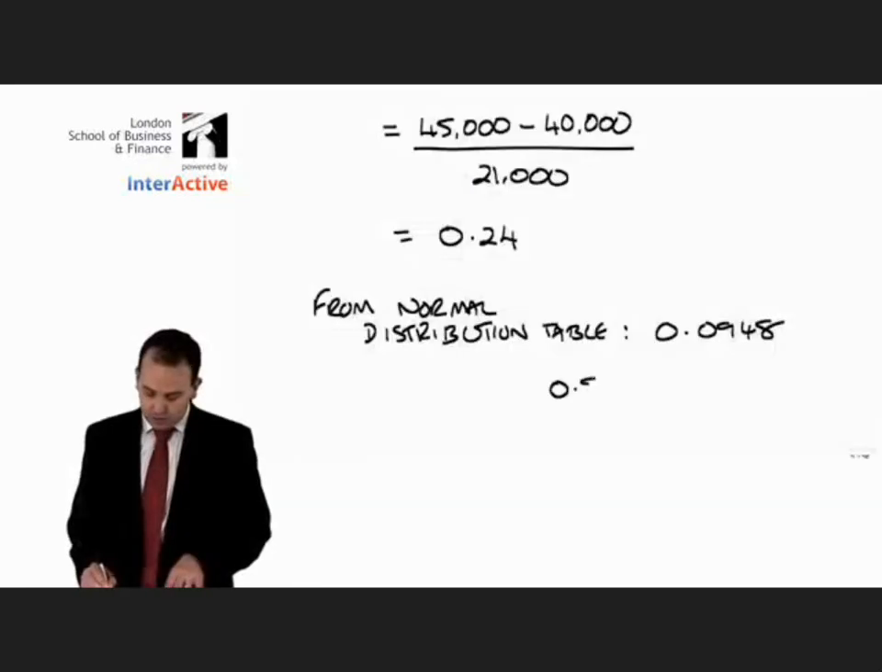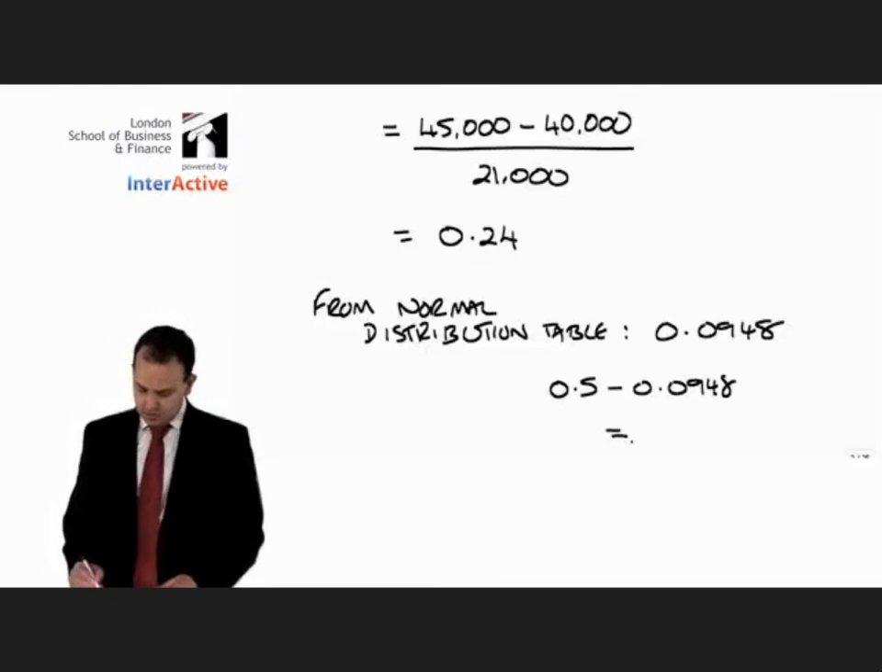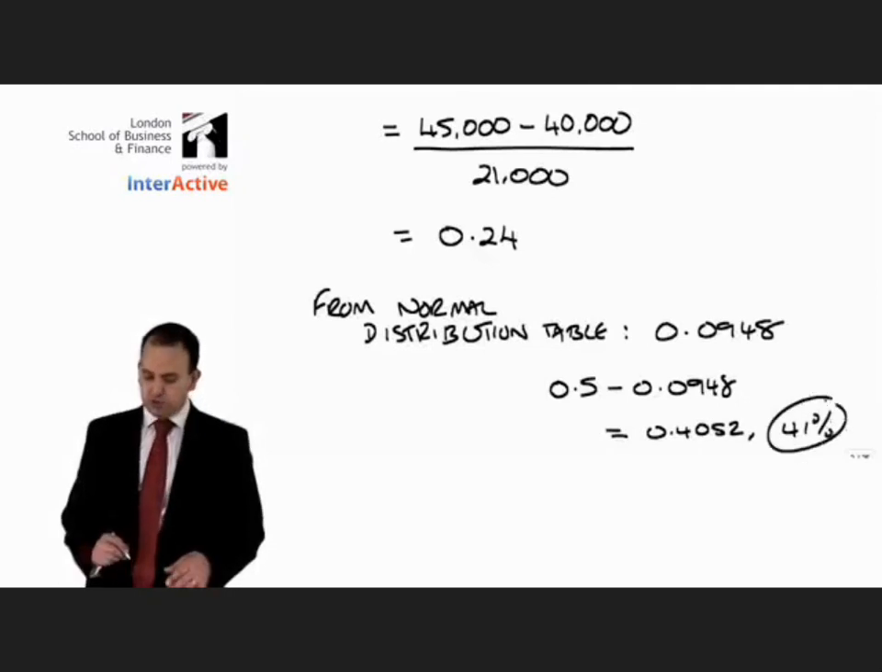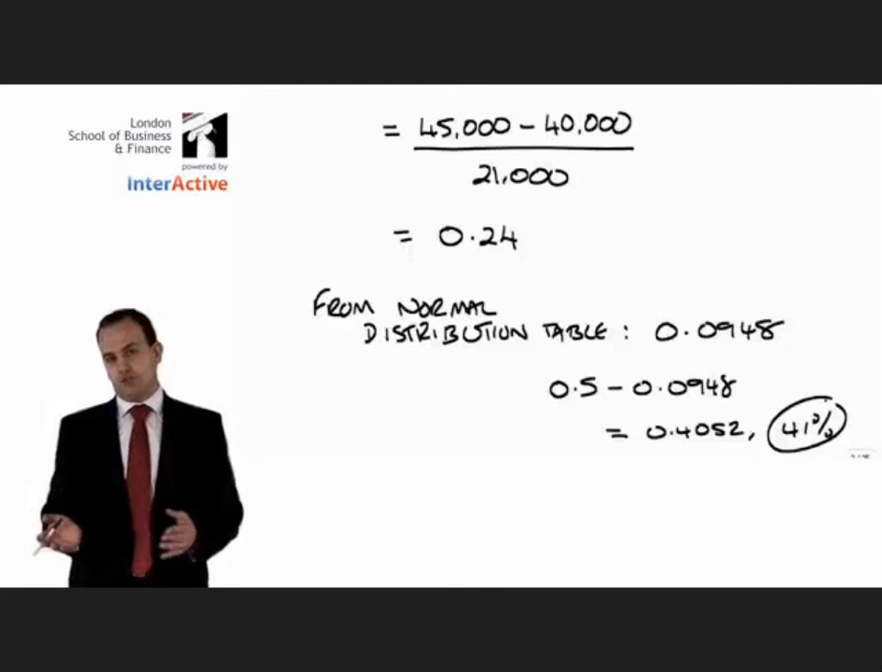Now, remember what this is calculating. This is calculating the probability of that shaded area between 40,000 and 45,000, but what we are trying to consider is the probability of being greater than 45,000. So, if we take 0.5 and subtract that probability of 0.0948, we have 0.4052. So we have approximately a 41% chance that the net present value is going to be greater than 45,000.